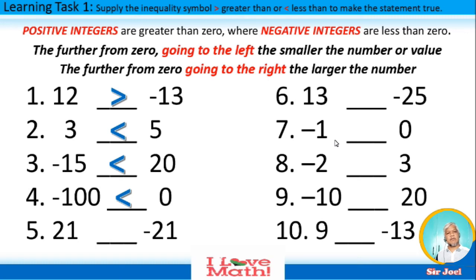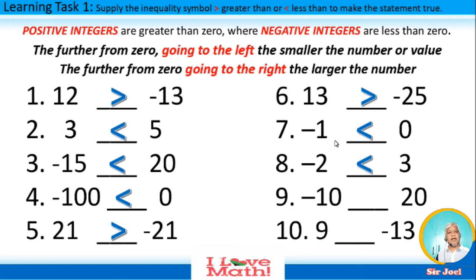Number 5, positive 21 compared to negative 21. Obvious, positive is greater than negative. So, answer, greater than. Same with number 6, 13 is greater than negative 25. Kasi nga, 13 is positive while 25 here is negative. Next, number 7, negative 1 compared to 0. Nasa kaliwa ang negative 1 ng 0. Therefore, answer in number 7 is less than, I mean. Next, number 8, negative 2 compared to positive 3. Obvious, negative 2 here is less than 3.